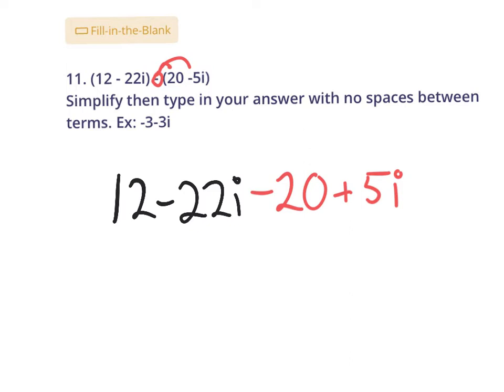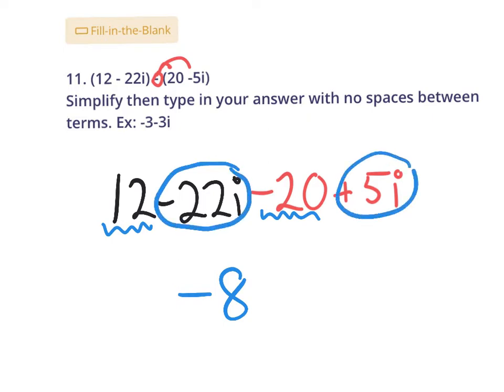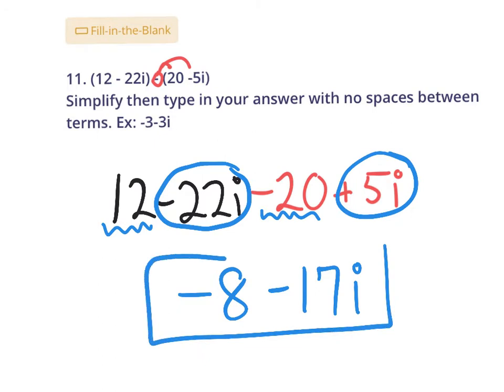And then after that, it's just combining like terms. And remember, you want your real number first. So let's combine the 12 with the minus 20, giving us a -8. And then the imaginary numbers is what you want to combine. Combining the -22i with the positive 5i, giving you a -17i. So this is your answer for that question right there.